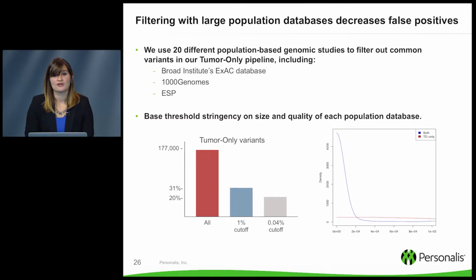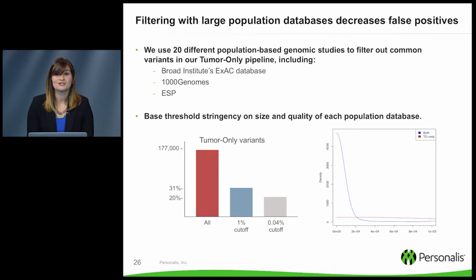An important part of our tumor-only pipeline is the population frequency filter. Large studies, such as the Broad Institute's ExAC database, have compiled variants of over 60,000 individuals across multiple populations. Now, we've brought these data in-house, normalized across all of these data sets for accurate annotation, and we use population allele frequency-based thresholds to filter out likely germline variants.